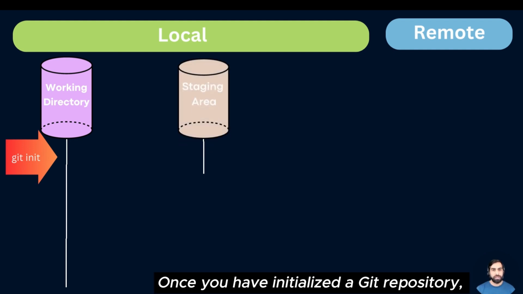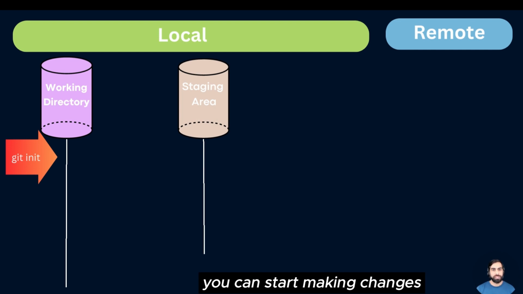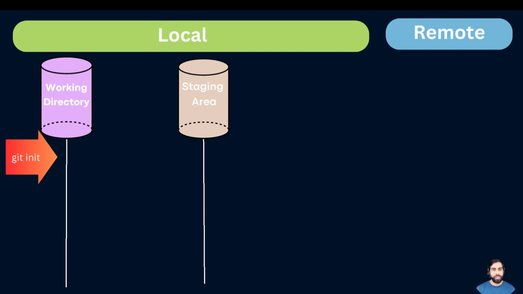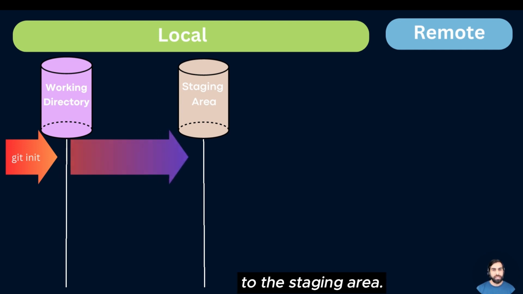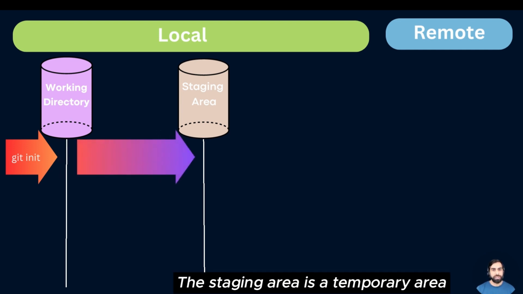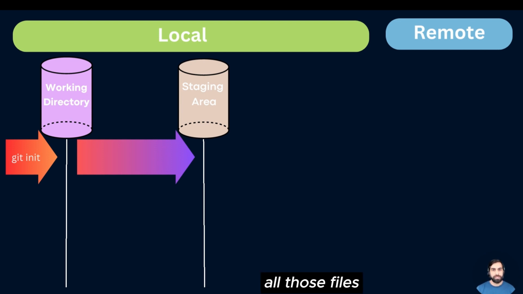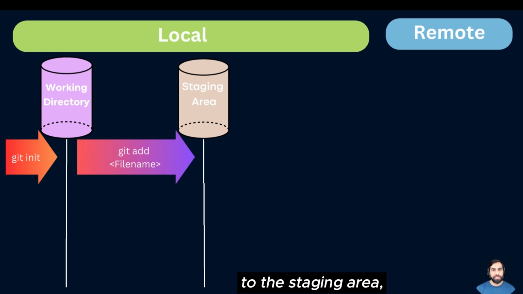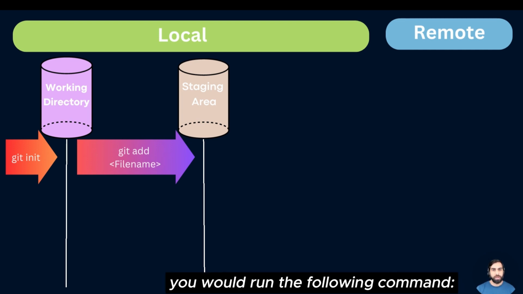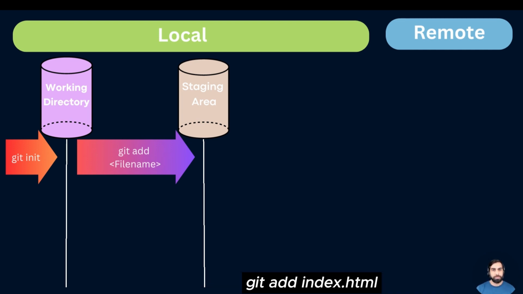Once you have initialized a Git repository, you can start making changes to your code. When you make a change to the file, Git will add the file to the staging area. The staging area is a temporary area where Git stores all those files about to be committed. To add a file to the staging area, run the following command: git add file name. For example, to add the file index.html to the staging area, you would run the following command: git add index.html.